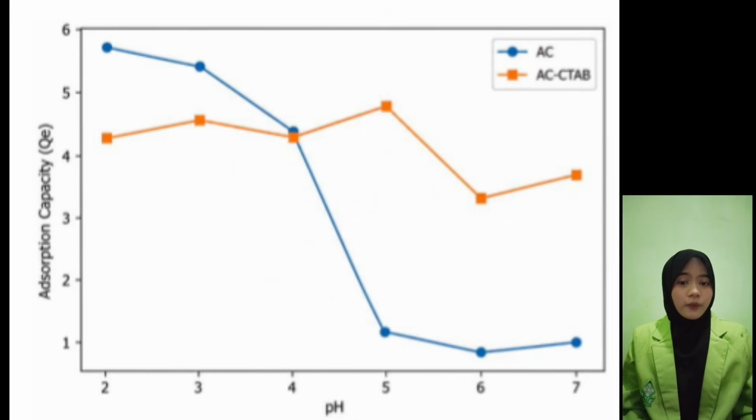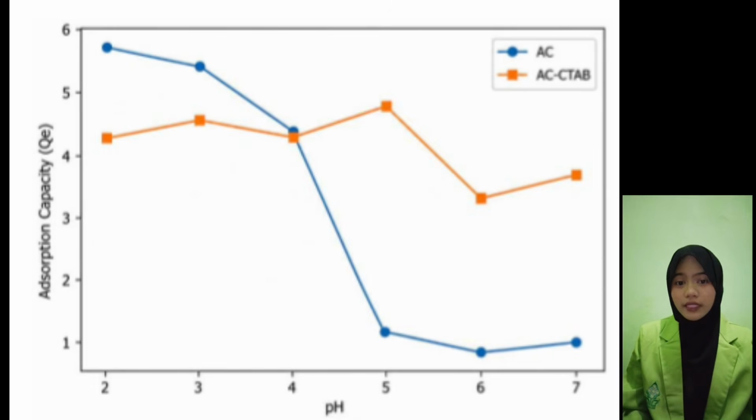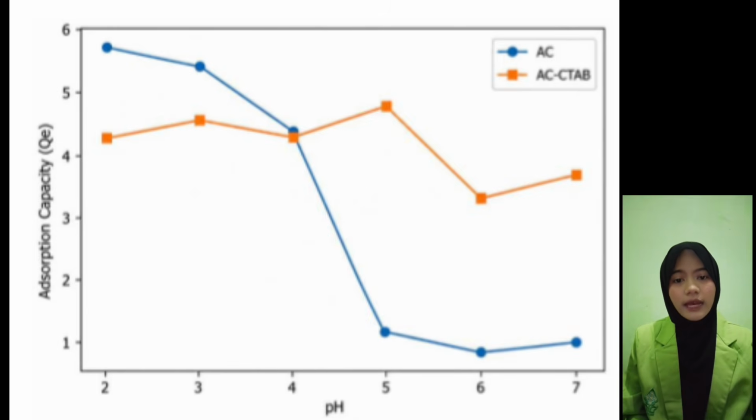The adsorption performance of both adsorbents was strongly influenced by solution pH. The unmodified activated carbon showed the highest adsorption capacity at pH 2, corresponding to its pH-PZC value of 3. As the pH increased, the adsorption capacity decreased due to the development of negative surface charges, which caused electrostatic repulsion with the anionic dye.